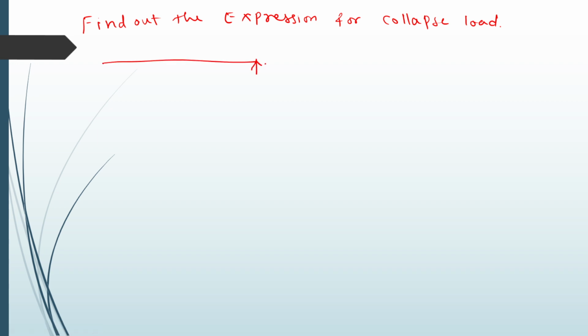Find out the expression for collapse load for a simply supported member subjected to a point load at the middle. This is a simply supported member. The point load is applied at the middle, so the span is divided by 2. This is the AB end.